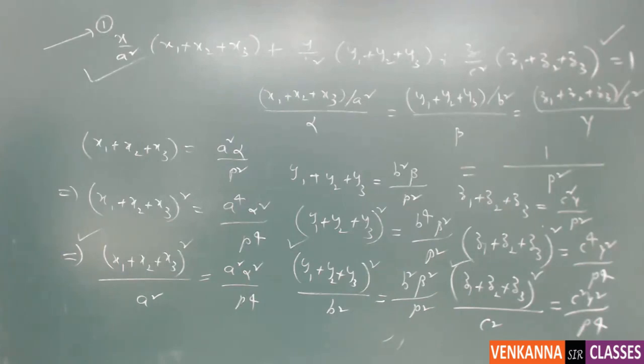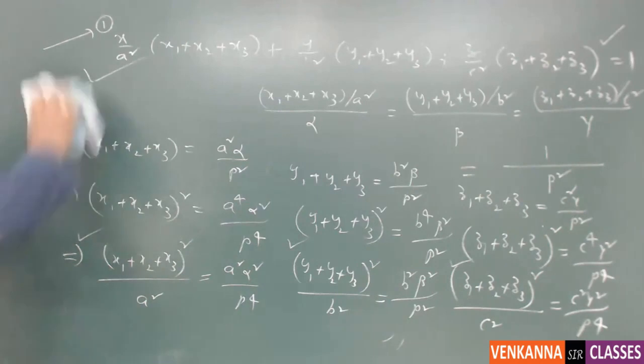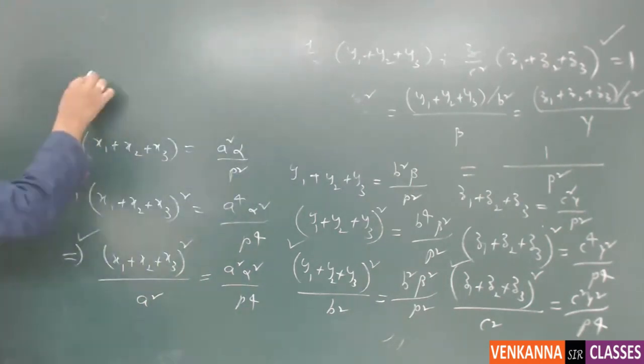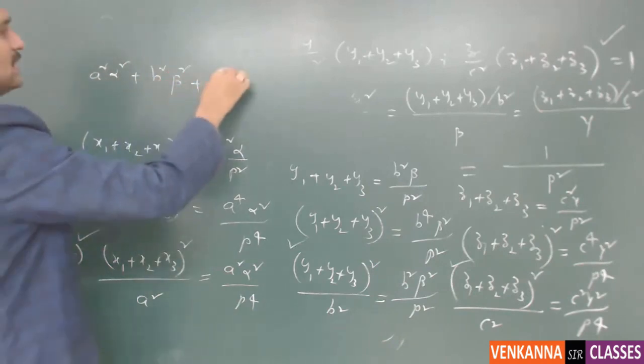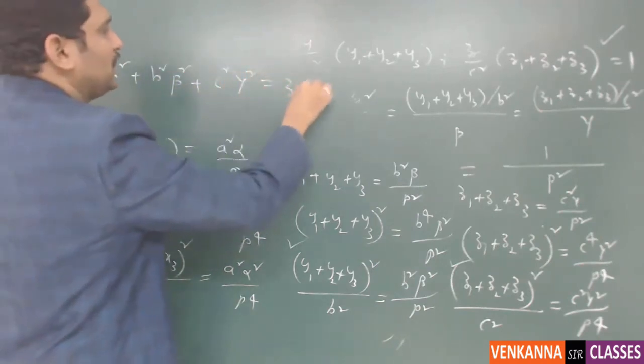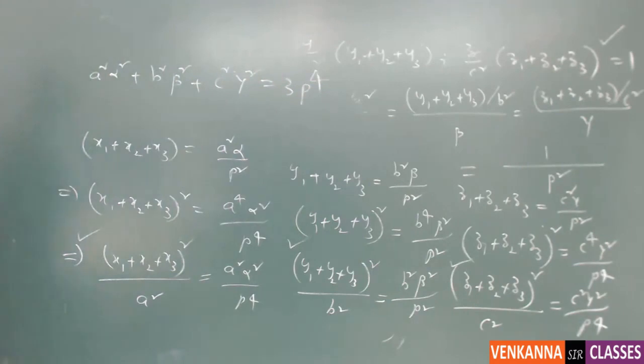So here, for p square you have a value, alpha square plus beta square plus gamma square, because p is nothing but the distance from the origin to the point alpha, beta, gamma. So if you substitute the p square value, you will get the required locus. So from that point, you will get a square alpha square plus b square beta square plus c square gamma square is equal to 3 into p power 4.